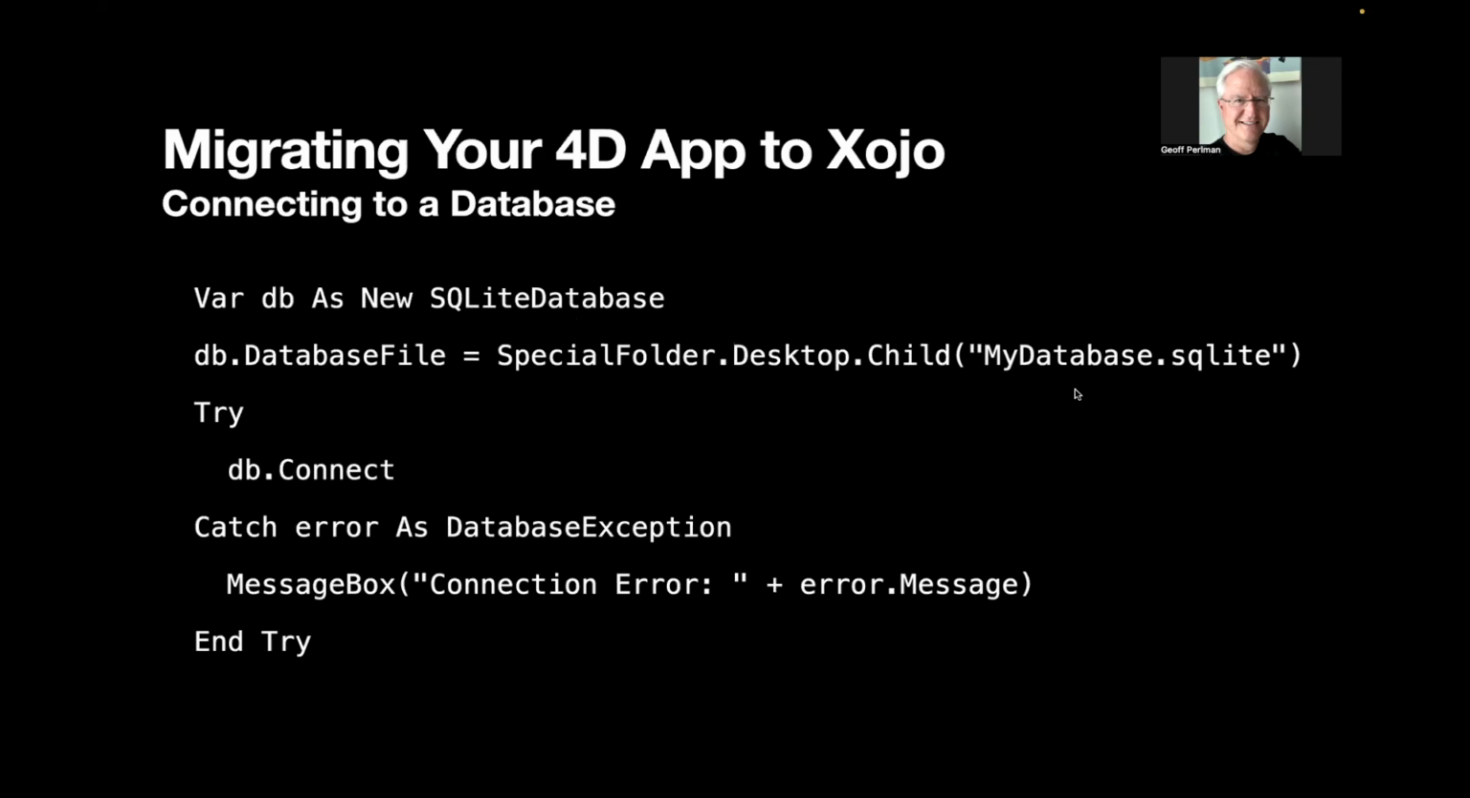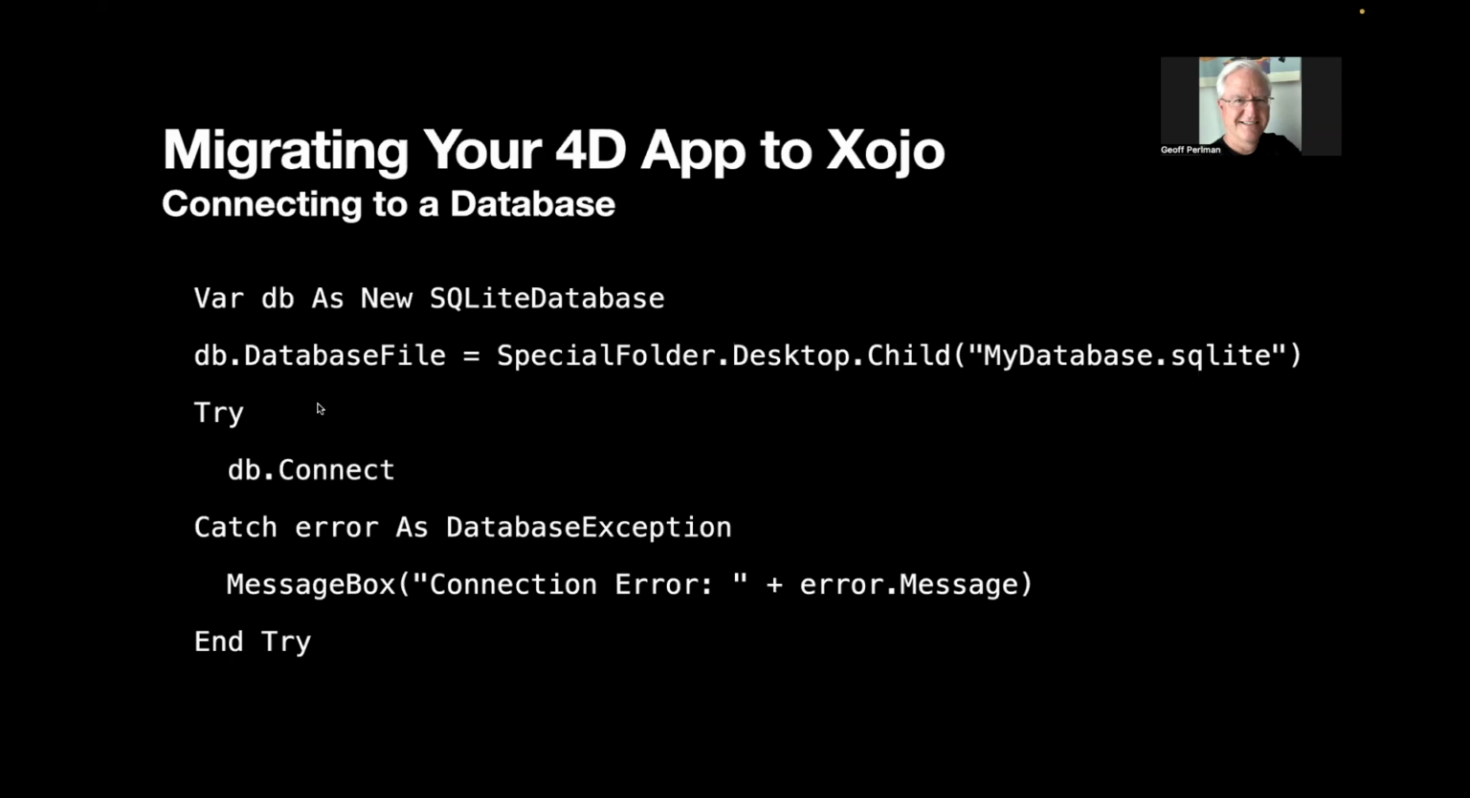Now, how do I get to the database? Well, in this case, we're assuming that the database is called my database and it's on the desktop. Xojo has a special folder module that has a desktop object that has a child method. So basically, this is saying there's a file on the desktop that I want to access, and it's assigning that file to the database file so that the database knows which file you're dealing with. And then you call connect, db.connect.